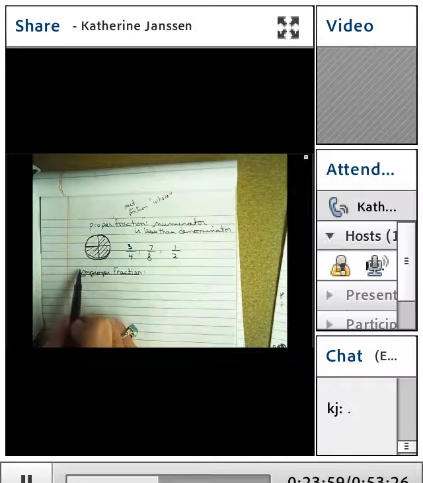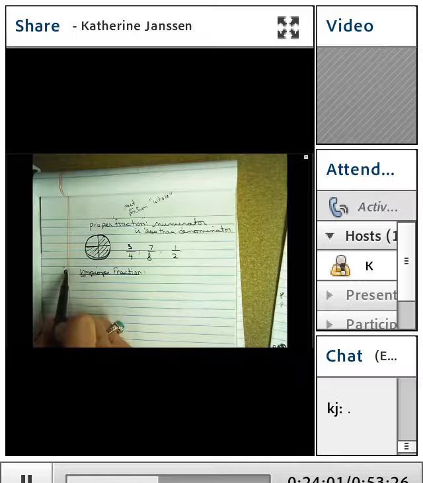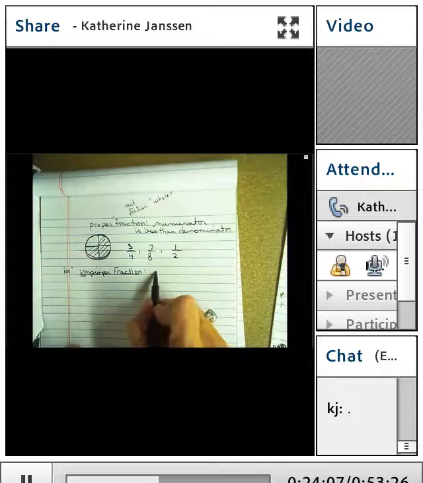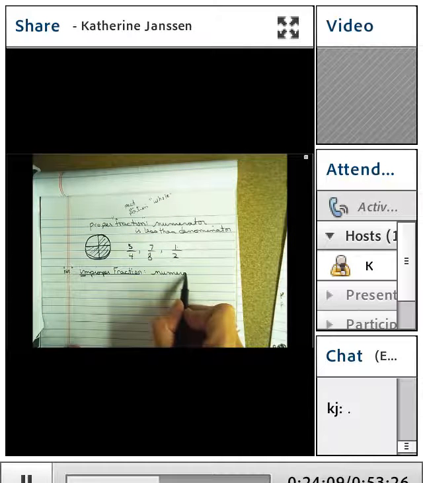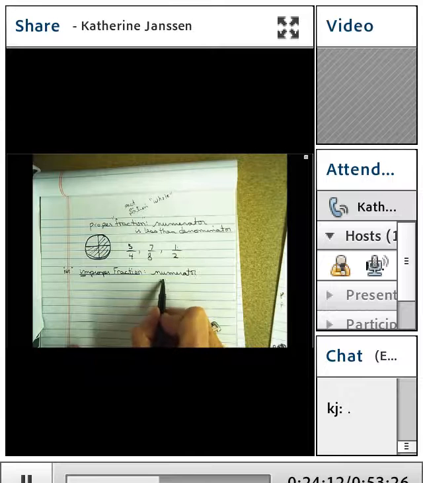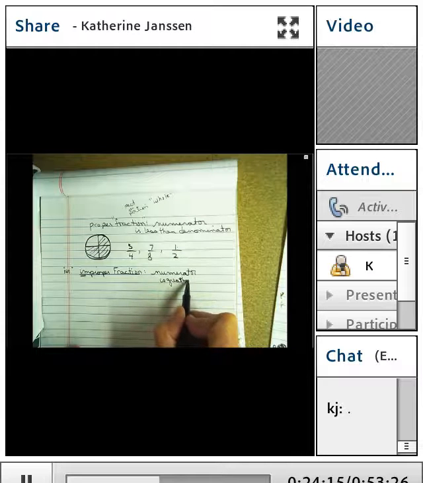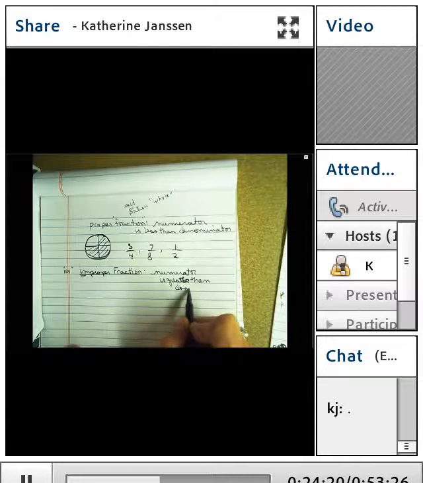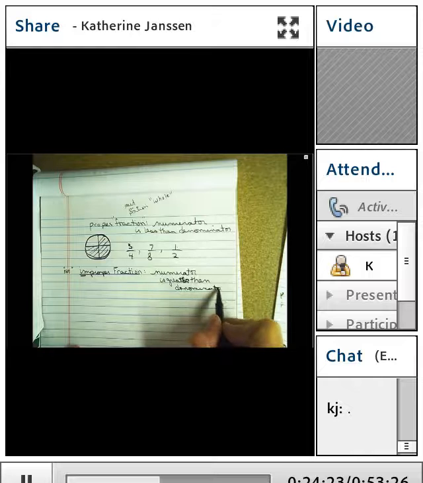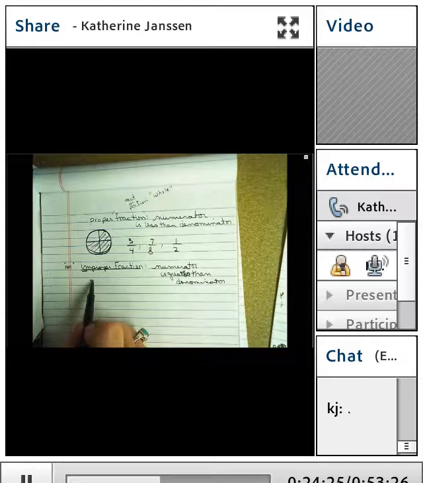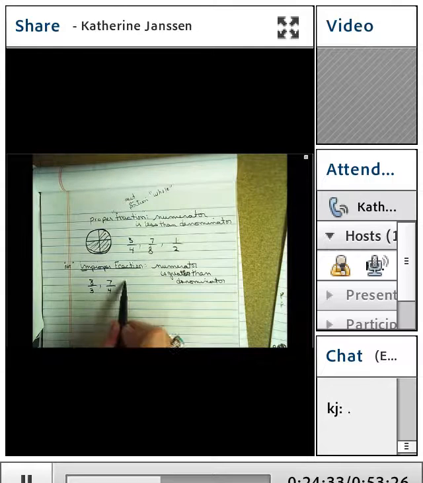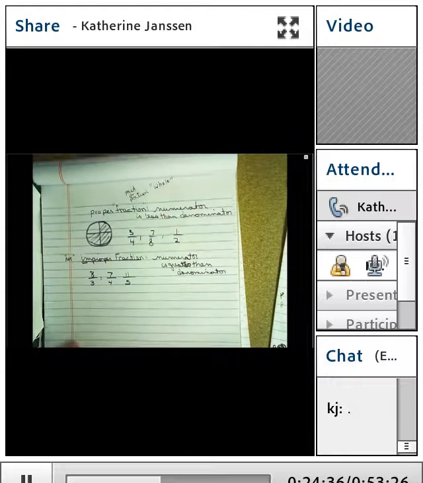Well, this key word im means not. So improper is not proper. And our example then is the numerator is greater than the denominator. In examples here, we have 8/3. The numerator is much more than the denominator. 7/4. The numerator is greater than the denominator. And 11/5. The numerator is greater than the denominator.